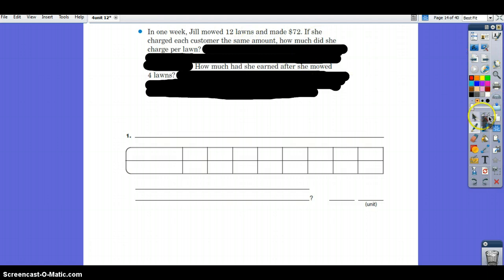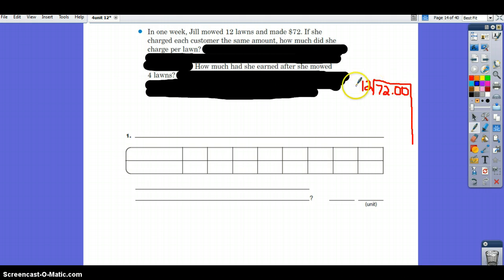In 1 week, Jill mowed 12 lawns and made $72. If she charged each customer the same amount, how much did she charge per lawn? Well, what I would do is I would say I have a total of $72. And if I want to figure out how much I charged each one, I divide it by the number of lawns I did, which would be 12.